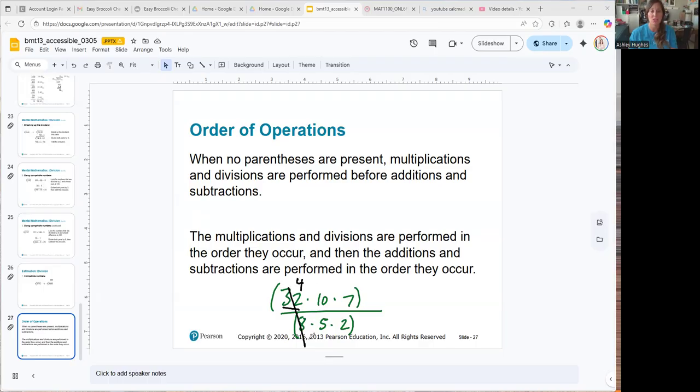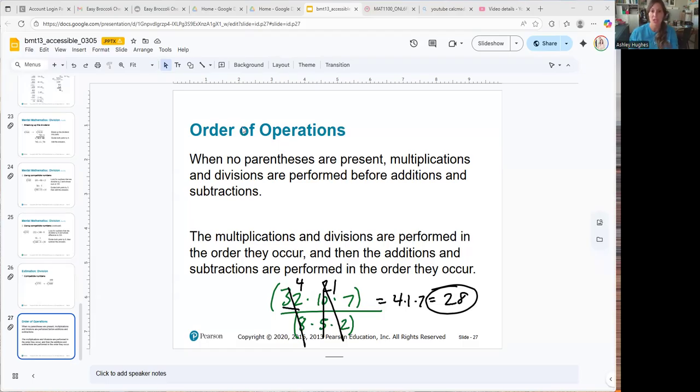So I already did this operation. 10 divided by 5 is 2, and 2 divided by 2 is 1. So really this whole thing simplifies to 4 times 1 times 7, and that is 28. And that is way quicker to do than 32 times 10 times 7 divided by 8 times 5 times 2. And you're dividing by 8 and 5 and 2. So be careful with that.